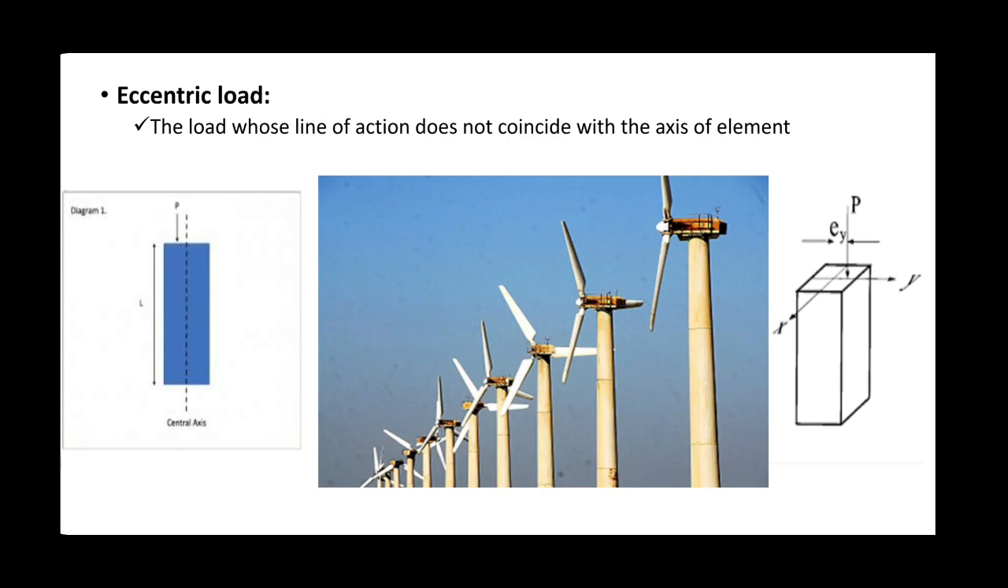Those blades are held by that rotor, but some distance away from the vertical column of that windmill. So in between the rotor blades and the vertical column of that windmill there is some distance, some gap. So that is called eccentric load. Whatever blade load comes on that rotor, that load we can call what?